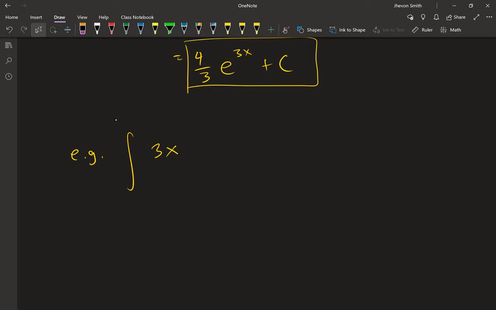3x over e to the x squared, right? So something like that would be a harder level problem. In which case you're like, I don't have a rule for e to the x squared. I only have a rule for e to the x. So that's just one variable. So that would tell you, just replace the x squared with one variable.